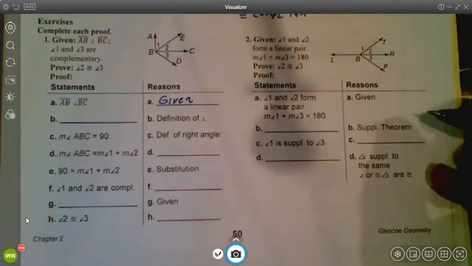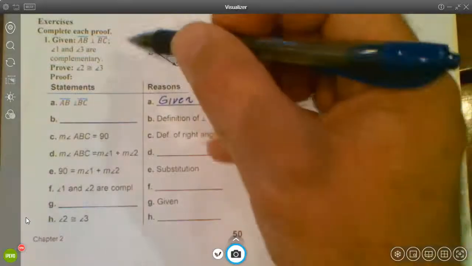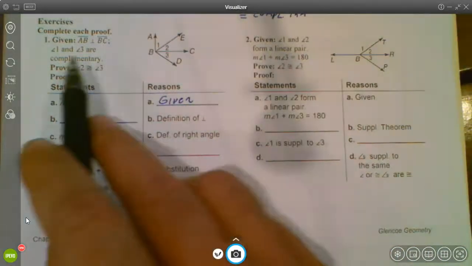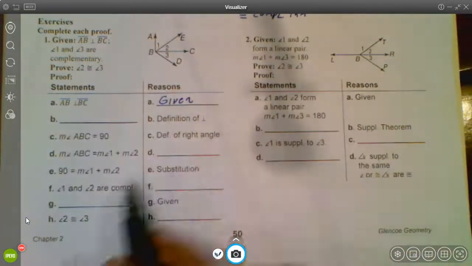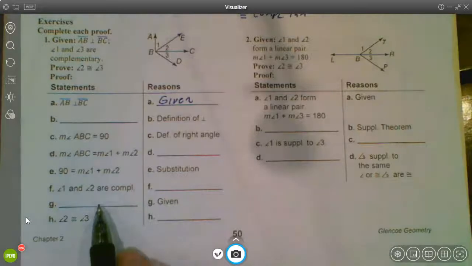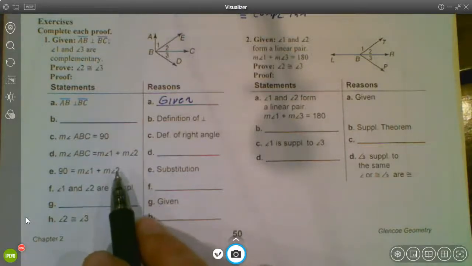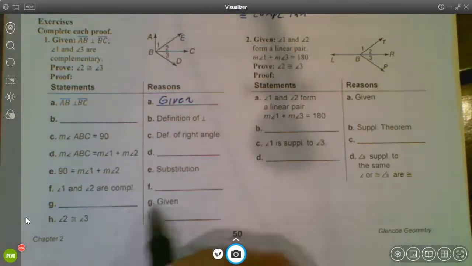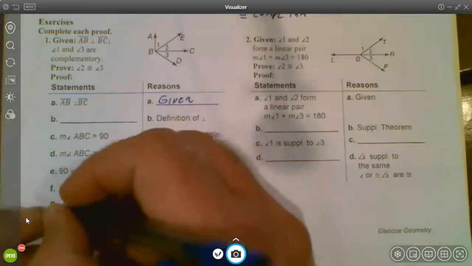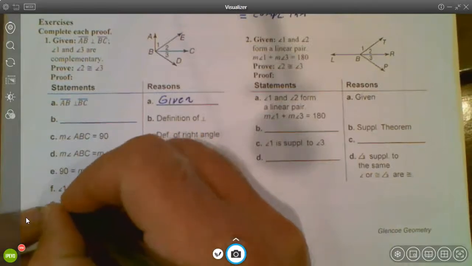They did not use all their given in the beginning. Angles 1 and 3 are complementary. Oh, that was down here in our given for G. So angles 1 and 3 are complementary.